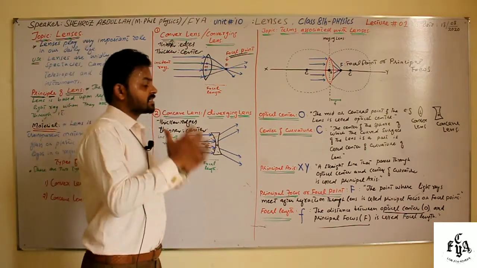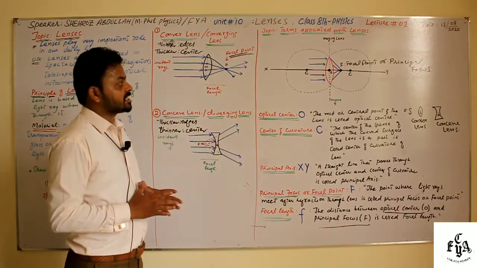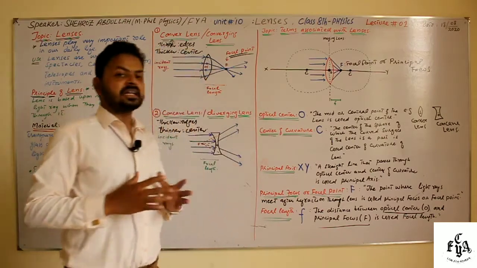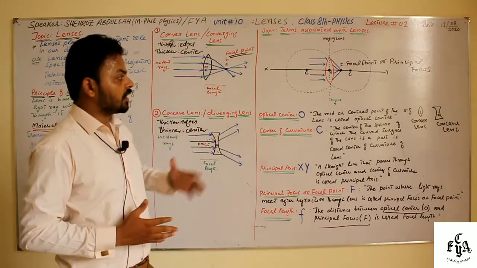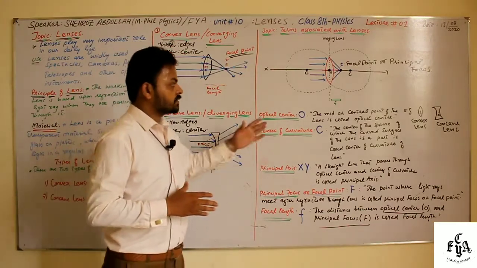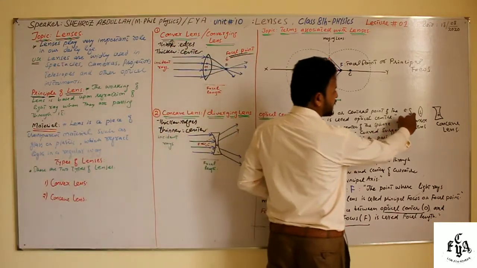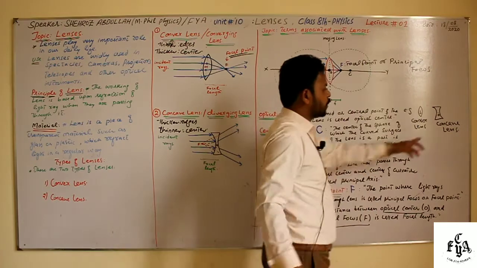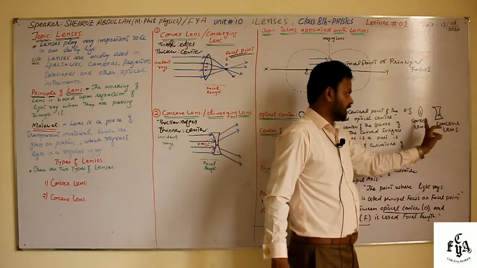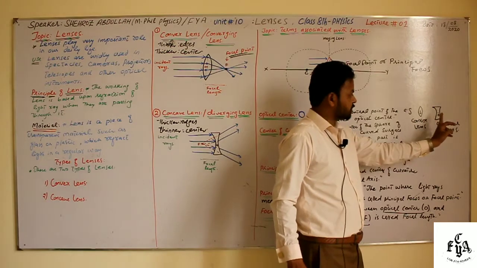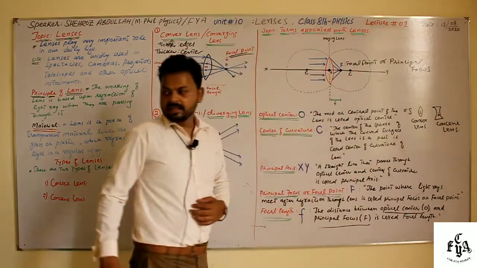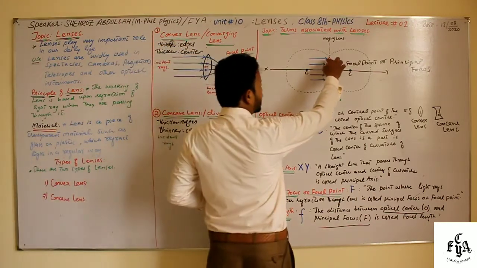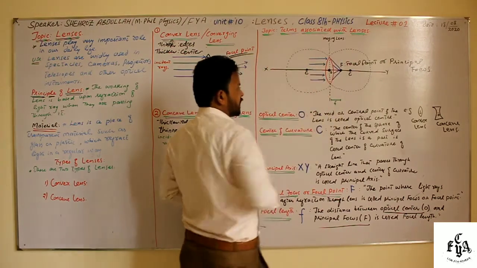Now to understand lenses better, we need to understand some terms. Look, the first is the optical center. The optical center is the midpoint or central point of the lens. For example, the convex lens has this center O as shown here, and the concave lens has this center O. This is known as the optical center, for both the convex lens and the concave lens.